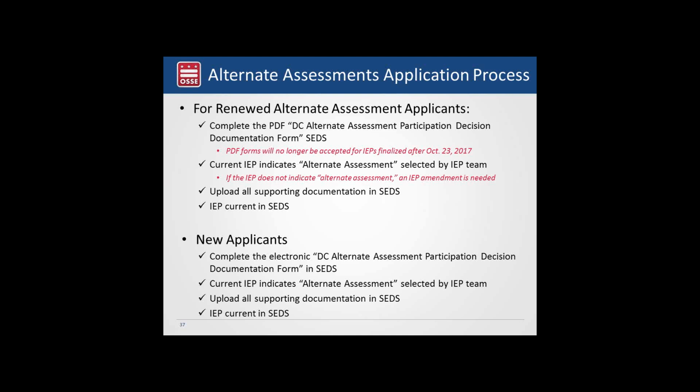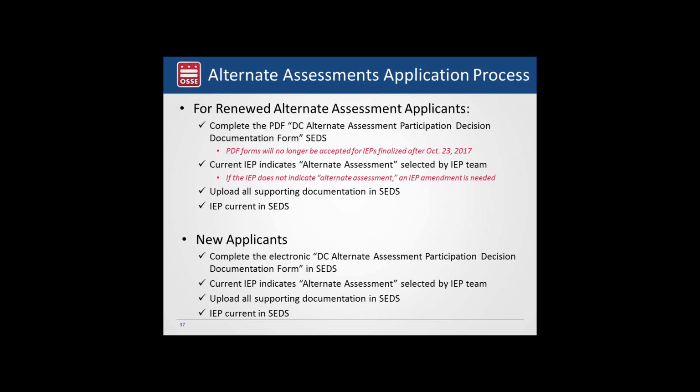PDF forms will no longer be accepted for IEPs finalized after October 23rd of 2017. So if you have already finalized your IEP and you have not uploaded the PDF form for the alternate assessment, please do so as soon as possible and label it under the alternate assessment participation form.